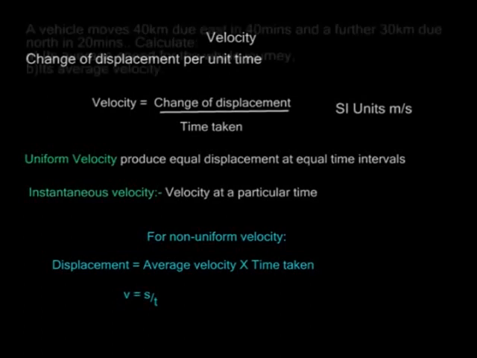Let's take an example. A vehicle moves 40 kilometers due east in 30 minutes and a further 30 kilometers due north in 20 minutes. Calculate A, its average speed for the whole journey, and B, its average velocity for the whole journey.